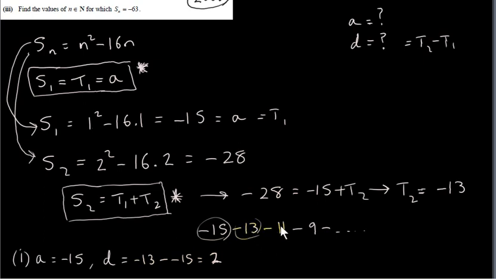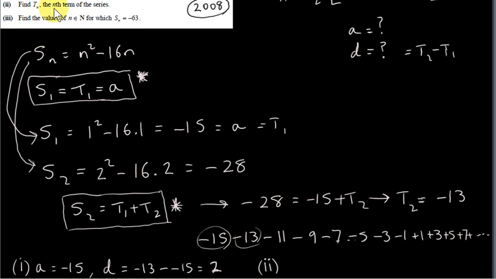Minus 13 plus 2 is minus 11. Minus 11 plus 2 is minus 9. Minus 9 plus 2 is minus 7. Minus 7 plus 2 is minus 5. Then we have minus 3, minus 1. Minus 1 plus 2 is plus 1. Then plus 3. 3 plus 2 is 5. 5 plus 2 is 7, and so on.